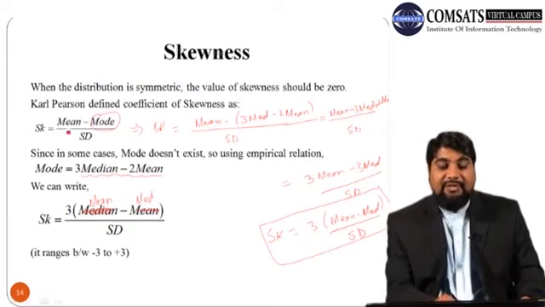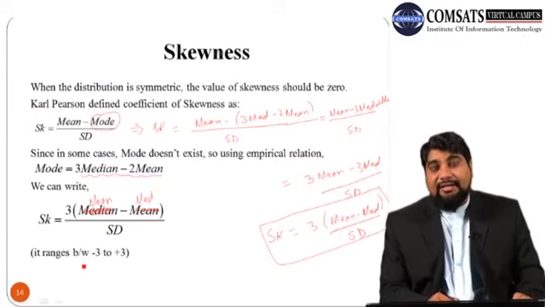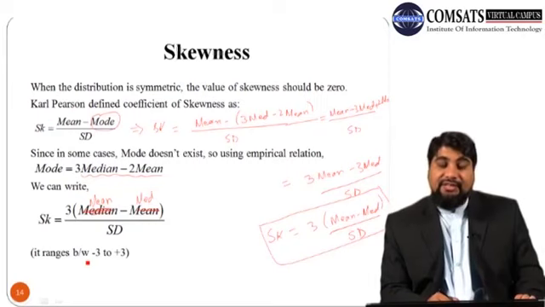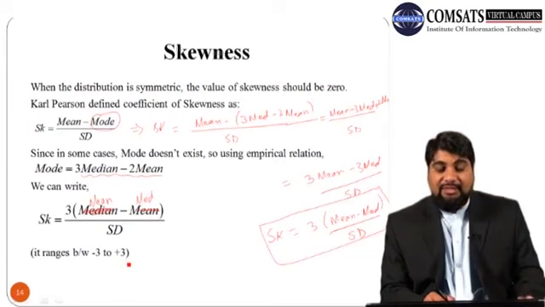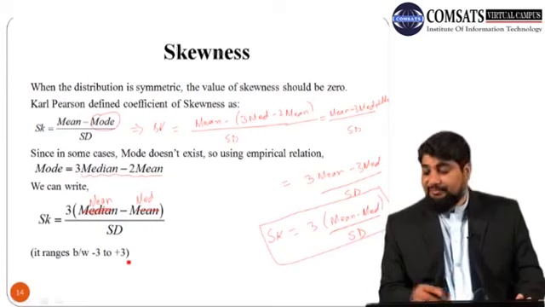This formula is provided by Karl Pearson, and the range of skewness according to this formula is that skewness lies between minus 3 to plus 3. So most of the time the values of the skewness will be from minus 3 to plus 3.